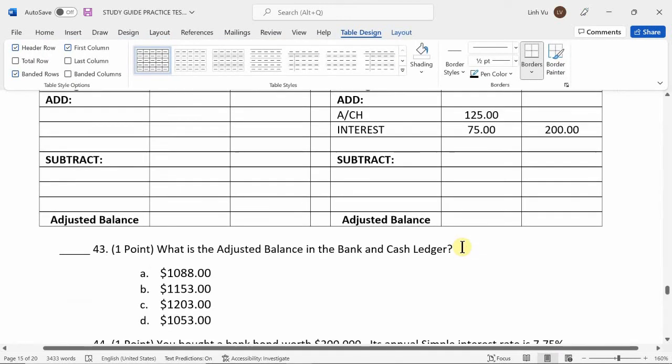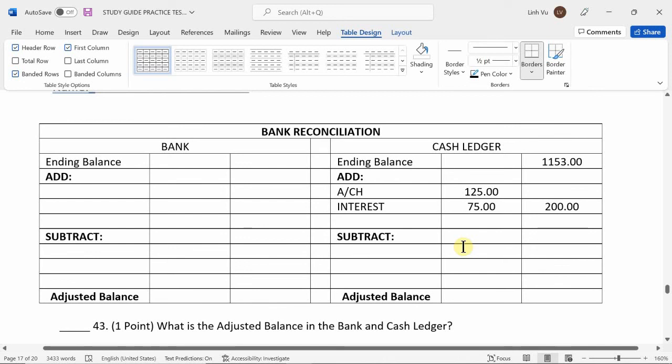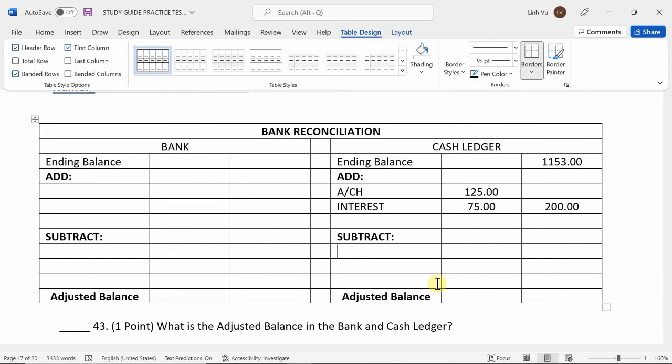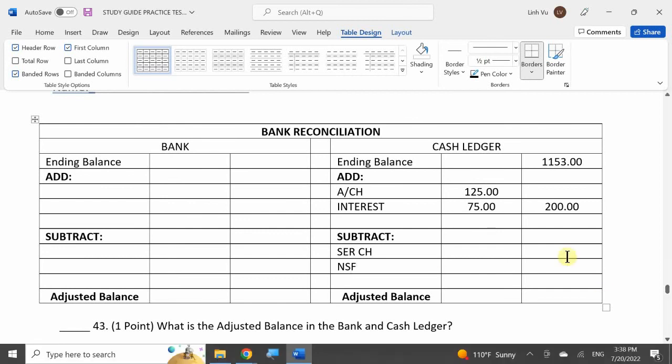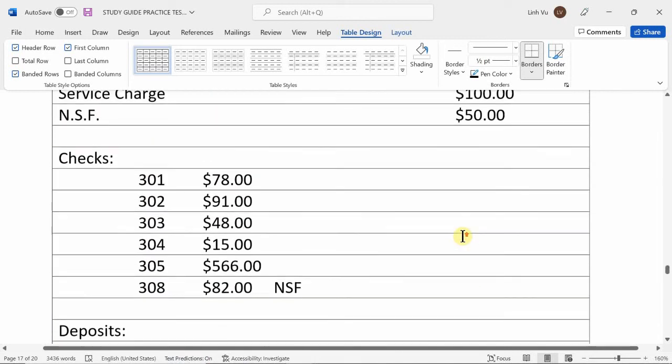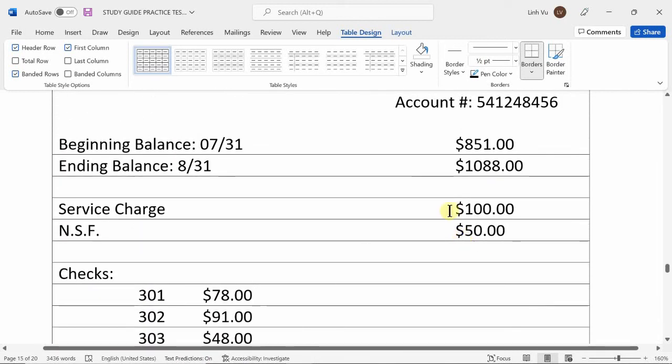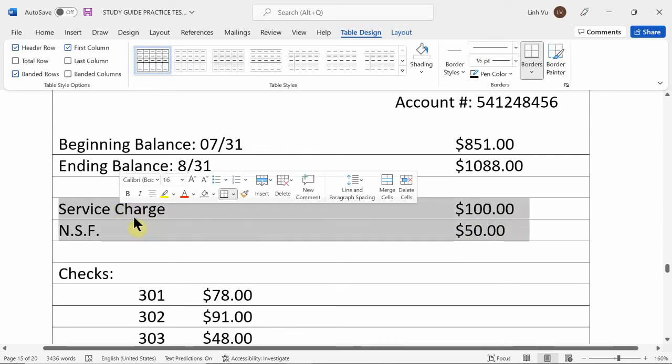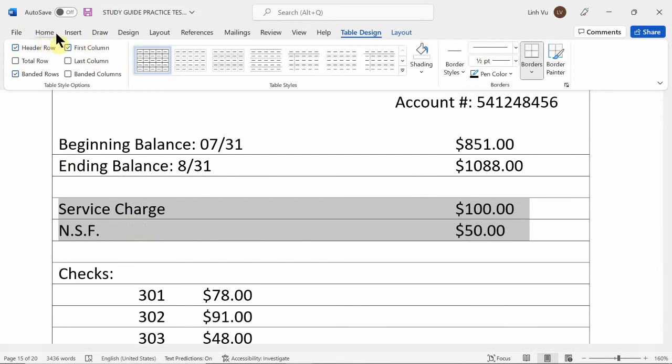What else do I need to account for on my cash side? The fees the bank took out of our account. Okay, so in this case, how many fees were there? There are 2 fees, a service fee and an NSF charge. Okay, good. So I got charged for services and I got charged for NSF. So let's take a look at my bank statement one more time. Usually it's going to be located at the very top. Okay, so there we go. I got charged service charges of $100 and an NSF of $50.